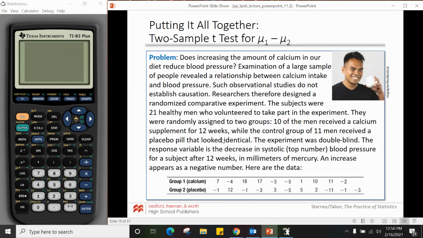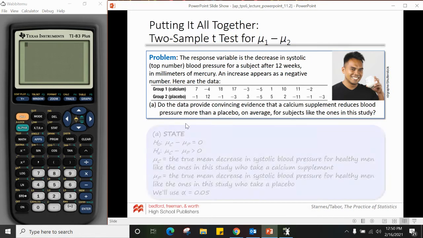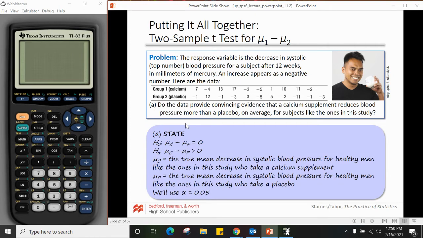Yeah, I read that out of order. But the response variable is the decrease in systolic blood pressure for the 12 weeks in millimeters of mercury. So we have the data below. Does the data provide convincing evidence that a calcium supplement reduces blood pressure more than a placebo on average? So we are into our state, plan, do, conclude.